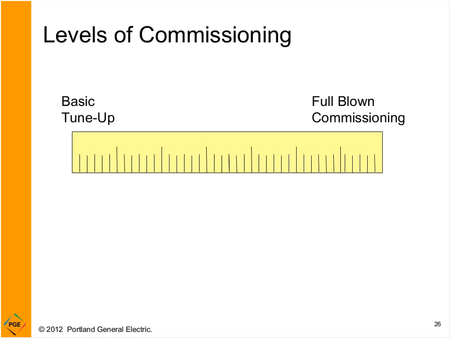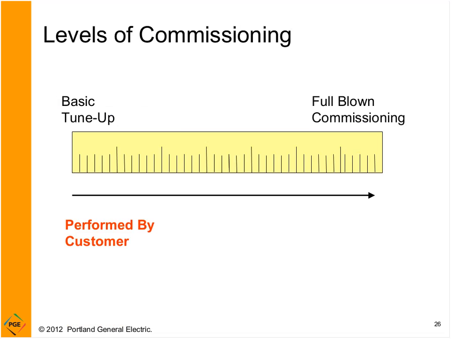So when you look at commissioning, you have different levels of commissioning. You can start on one end as your basic tune-up, and then on the other end you have full-blown commissioning. Typically, basic tune-up is something that could be performed by a customer, and full-blown commissioning is something that you would want to contract out. But you can be anywhere along the range on this ruler that I have shown here, and maybe you're a customer who's very comfortable delving into the mechanics and the controls of your equipment, and therefore there may be some commissioning type tasks that you can implement that you don't need a third party for.